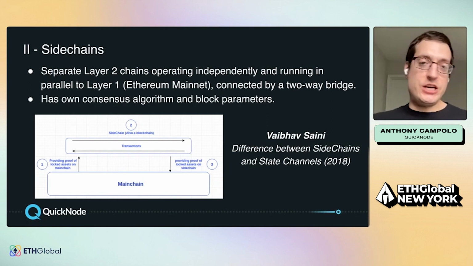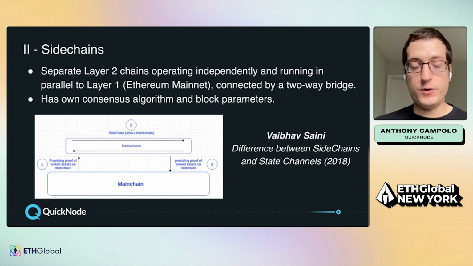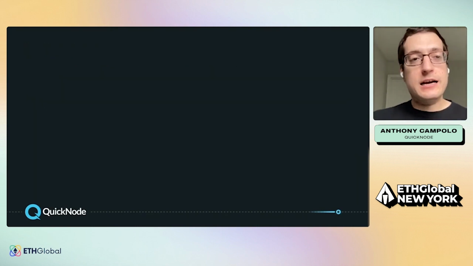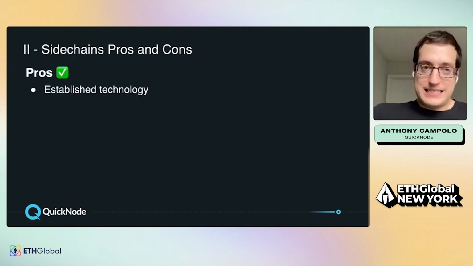And then the sidechain also has its own consensus algorithm and its own block parameters because it is literally its own blockchain. And we'll talk about why that is desirable when we look at the pros and cons of this approach. So if we look at the first pro, it's, as I said, a blockchain.